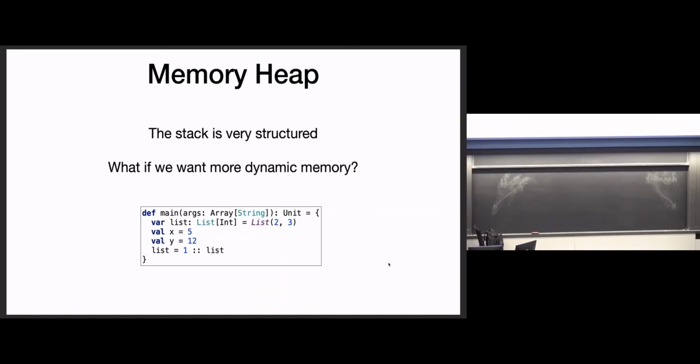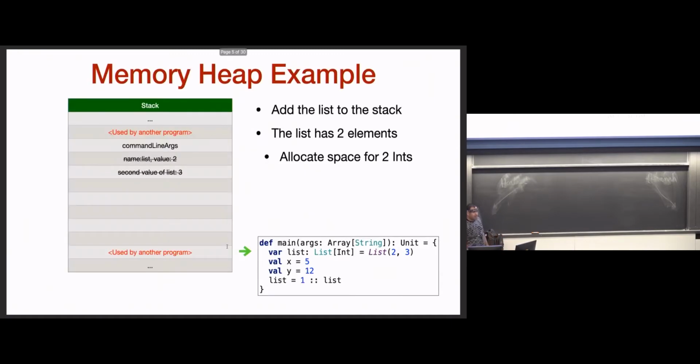And let's try to run this example and trace through it using only a stack. Let's see how we fare when we do that. So we're just creating a list with 2 values, creating a few more values, and then prepending 1 to this list. Let's take a look at how this would work on the stack.